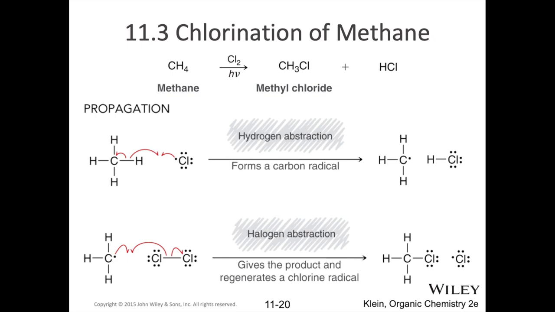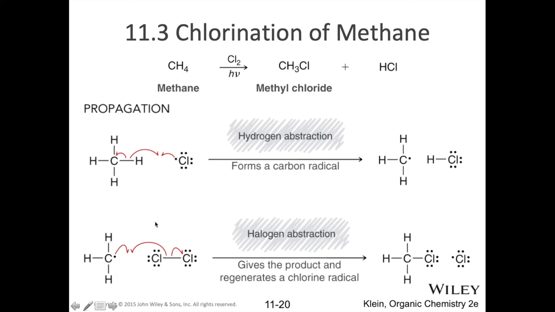Okay, so now that was our initiation step. Let's see what those chlorine radicals do in the propagation step. So our first thing we're going to see is a hydrogen abstraction. Our chlorine radical reacts with our other reactant, the methane, and it plucks a hydrogen off of it. When it does that, it forms HCl, which is one of our products, and it forms a methyl radical.